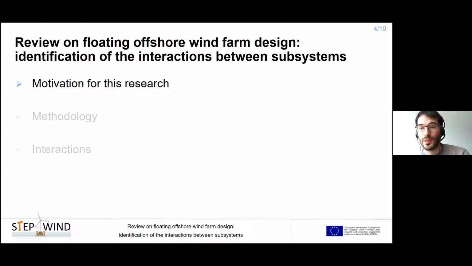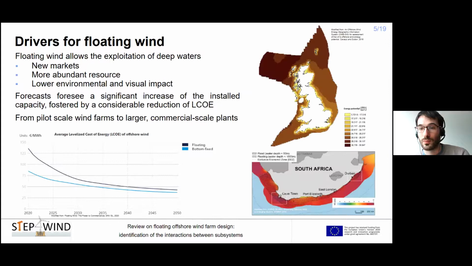So beginning with the overarching view and moving then to more details, as we have seen, floating wind is a field with a very high potential as it allows the exploitation of wind resource in deep waters. And the big advantages that are usually recognized to floating wind are that this opens the door to new markets, enables the exploitation of more abundant far offshore wind resource, and at the same time reduces the visual and environmental impact of the power plants.